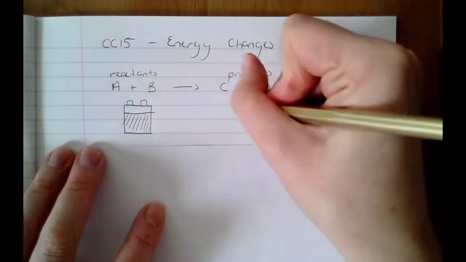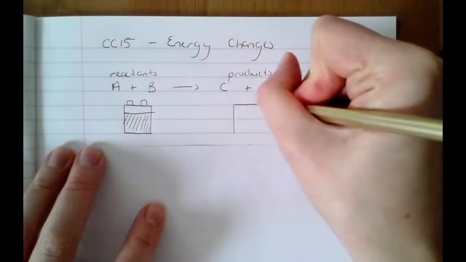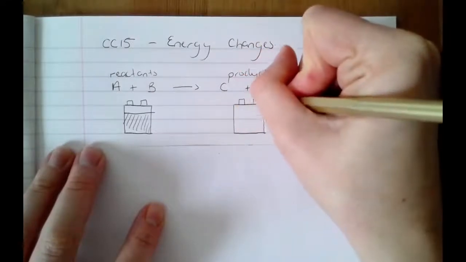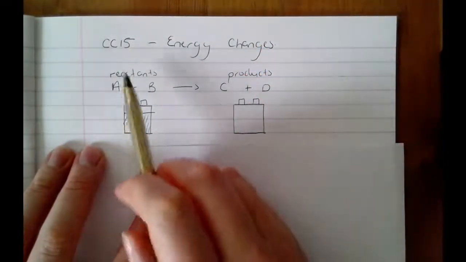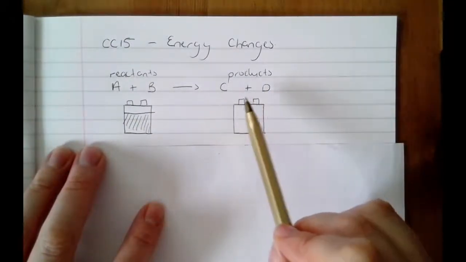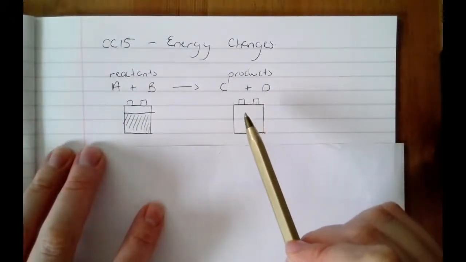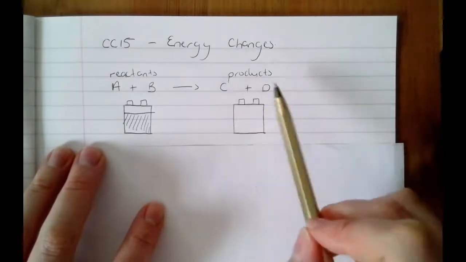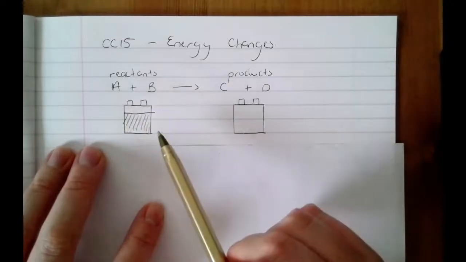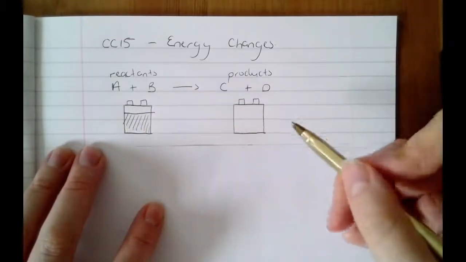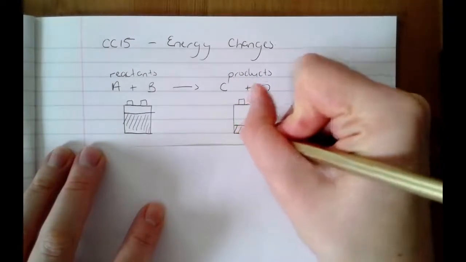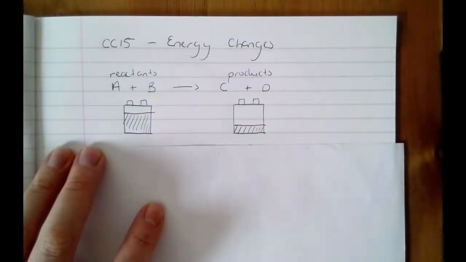When your reactants form products, you are forming something entirely new. So C and D are entirely different from what I started with, A and B. And again, C and D can store chemical energy. So C and D are also like little batteries. But C and D will not store exactly the same amount of energy as A and B did. Let's say, for example, C and D are going to store less energy than the reactants A and B.